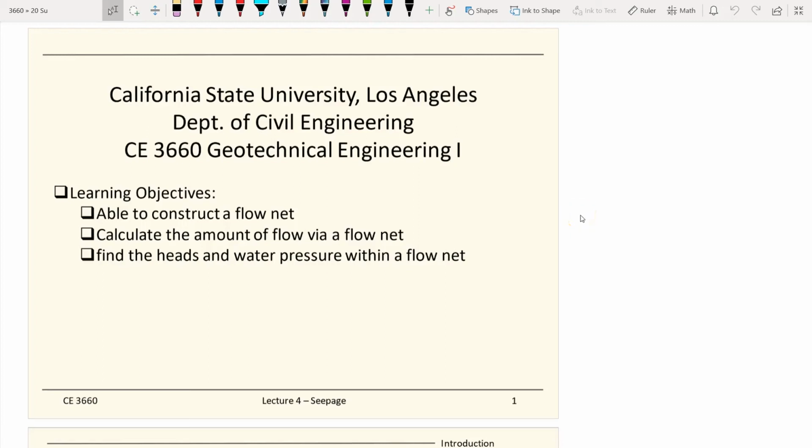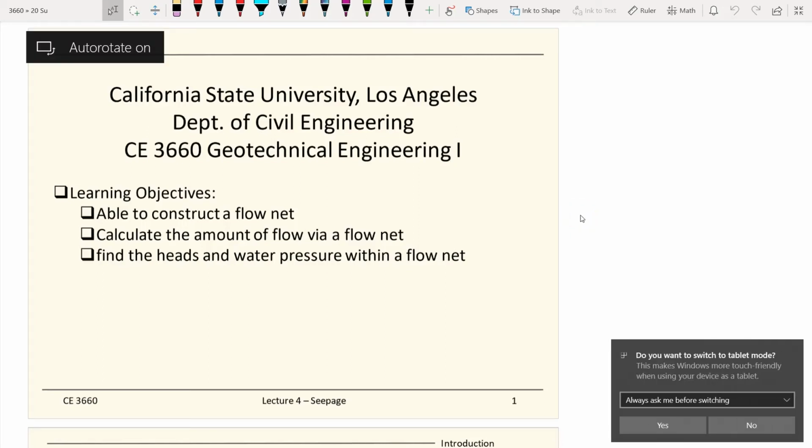Okay, welcome back to CE366, Lecture 4, Seepage. In this lecture, the learning objective is, first, by the end, students should be able to construct a flow net. So we need to define and learn what a flow net is. Also, through a flow net, students will be able to calculate the amount of flow going through the geotech structure. And within the geotech structure, students should be able to find all the heads and water pressure within your project site.